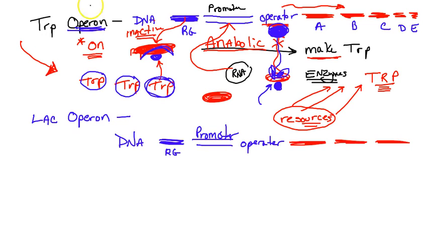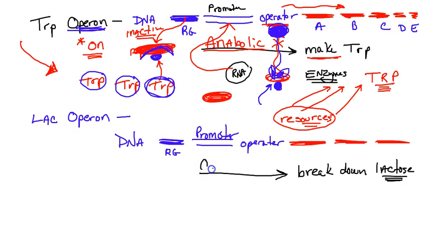lactose. So the lac operon, what is its job? Well, we would say that it's there to break down the sugar lactose. So it's there to break something down. We call that a catabolic pathway.